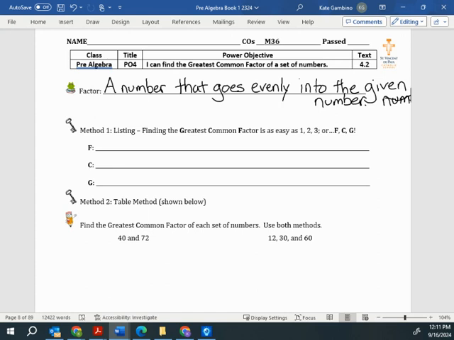So an example would be factors of 12. So our given number is 12. What are its factors? Christina? 1, 2, 3, 4, 6, 12. Yeah. I always look for my factor buddies.